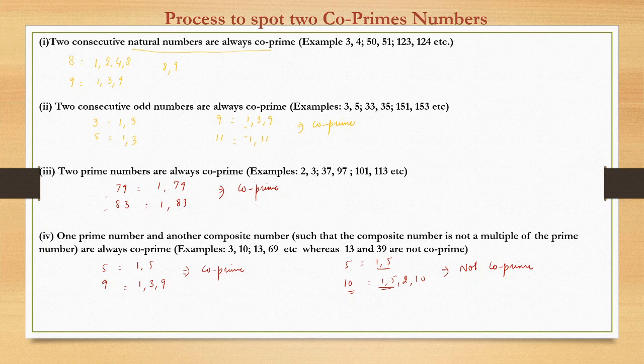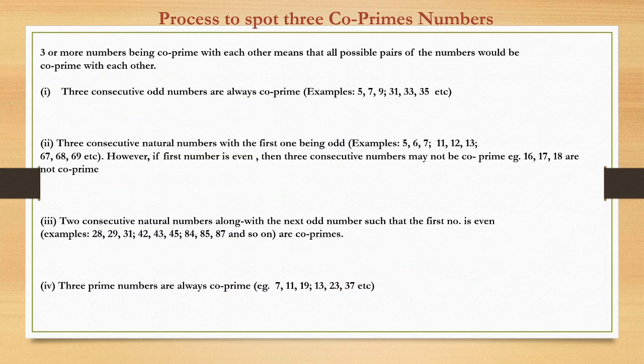So if we can summarize, any two consecutive natural numbers are going to be co-prime, any two consecutive odd numbers are going to be co-prime, any two prime numbers will be co-prime, and a combination of a prime and composite number will be co-prime, except for the cases where the composite number is a multiple of the prime number.